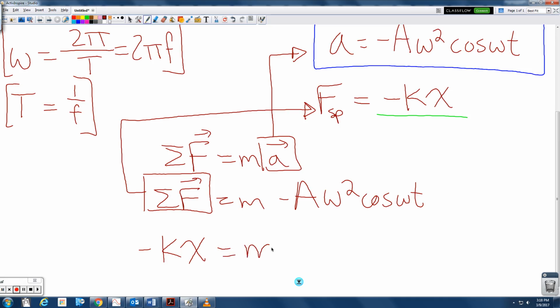equals m. I'm going to put in the parentheses that I forgot to include. All of this in parentheses represents my acceleration. I'll keep my parentheses there so I know I'm not subtracting. Negative amplitude omega squared cosine omega t.